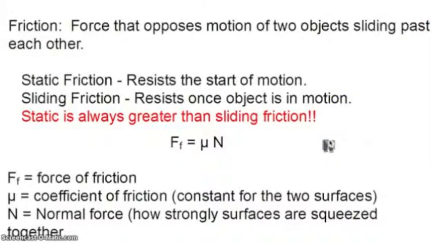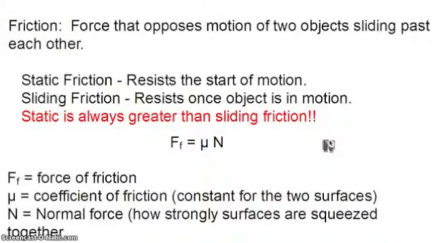Whenever two surfaces are in contact, there will always be friction between them, and there are two types of friction. There's static friction, which is the friction you need to overcome to get something moving. And then there's sliding friction, which is the type of friction that resists an object once it is moving. Both of them can be described by the really fun formula here, which is: the force of friction is equal to the coefficient of friction times the normal force.